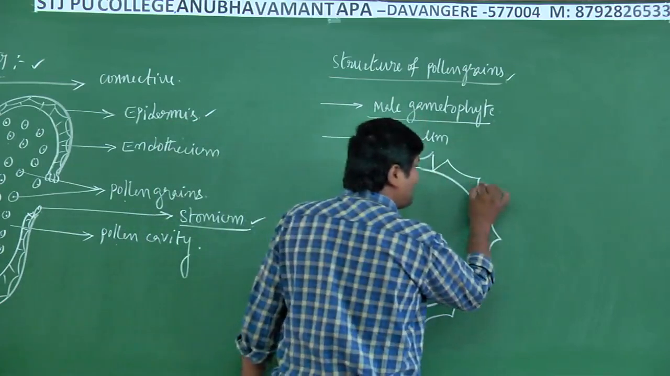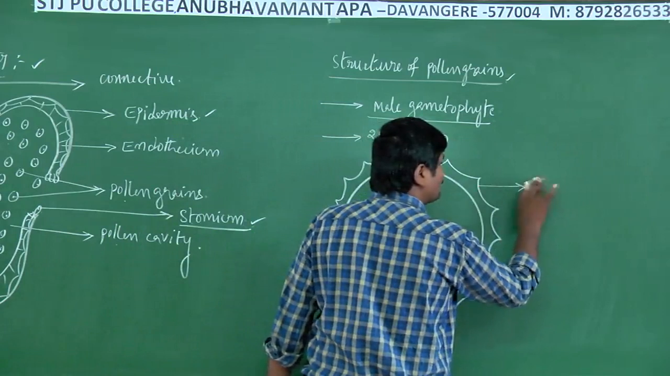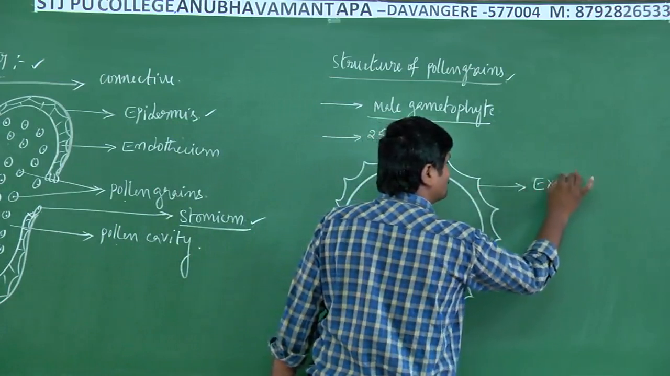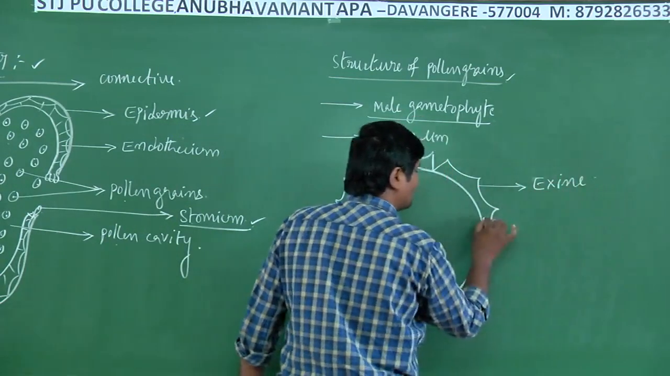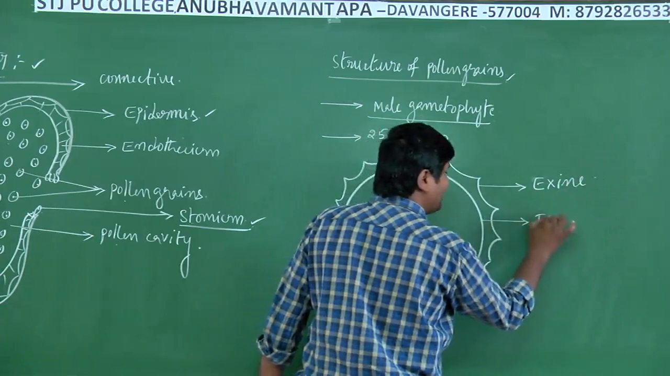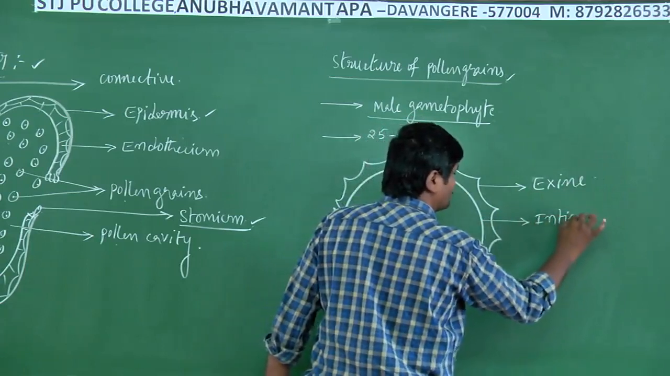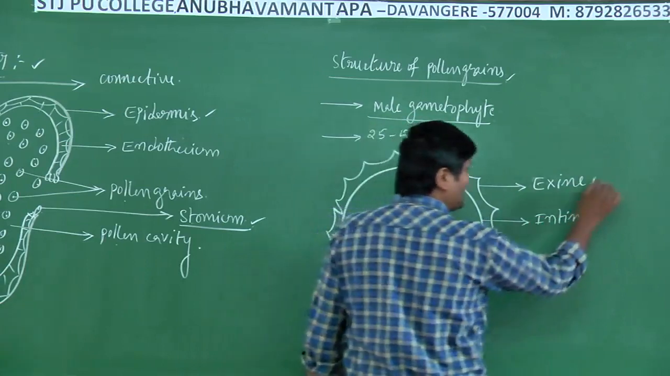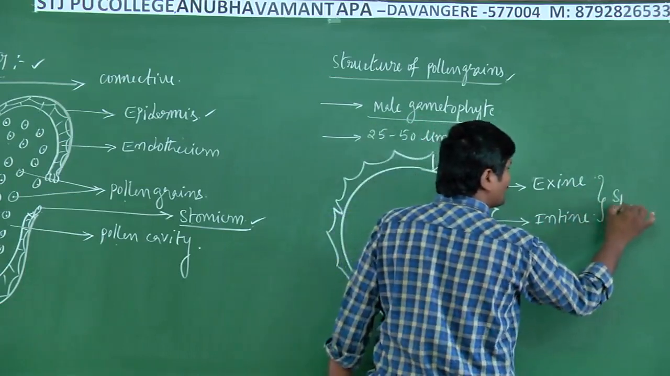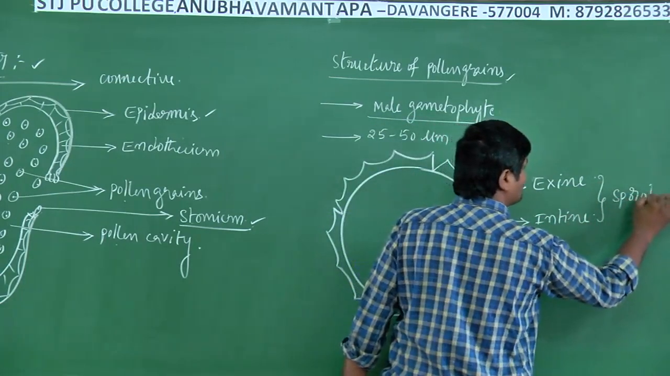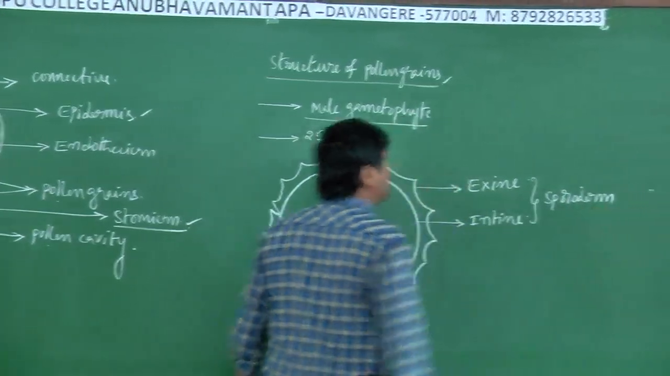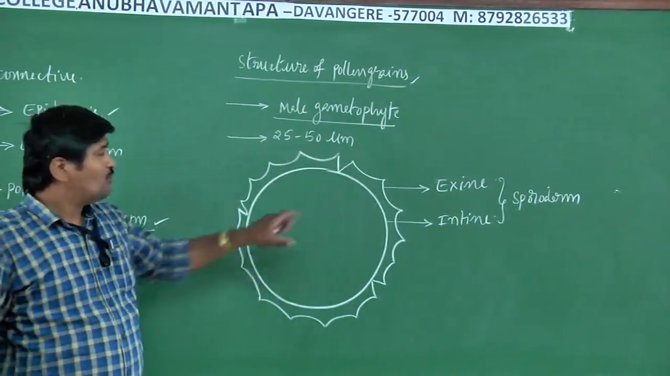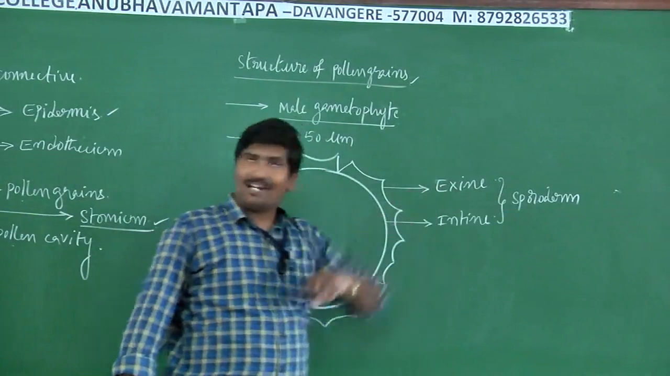The outermost layer is known as the exine. The inner layer is known as the intine. Both together are known as the sporoderm. The pollen grain wall is known as the sporoderm.